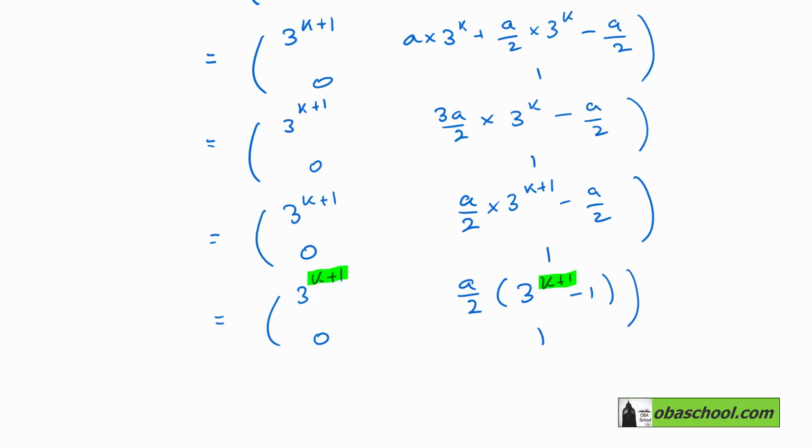True for n equals 1. If true for n equals k, it's true for n equals k plus 1, and therefore it's true for all n belonging to the natural numbers by the principle of mathematical induction.